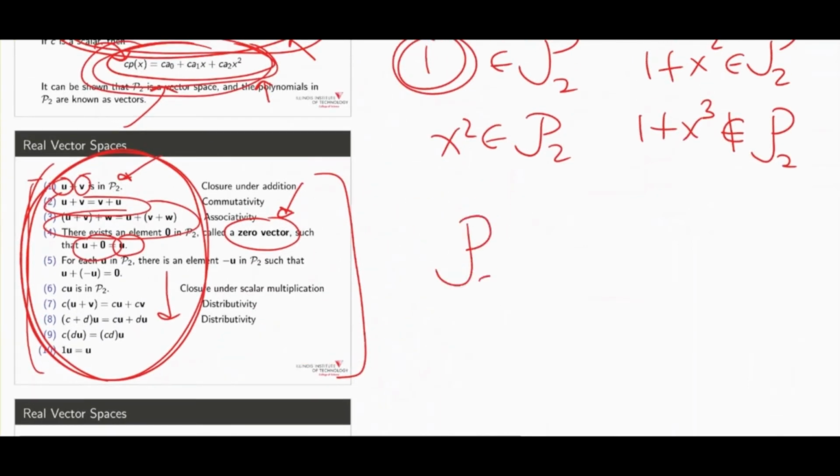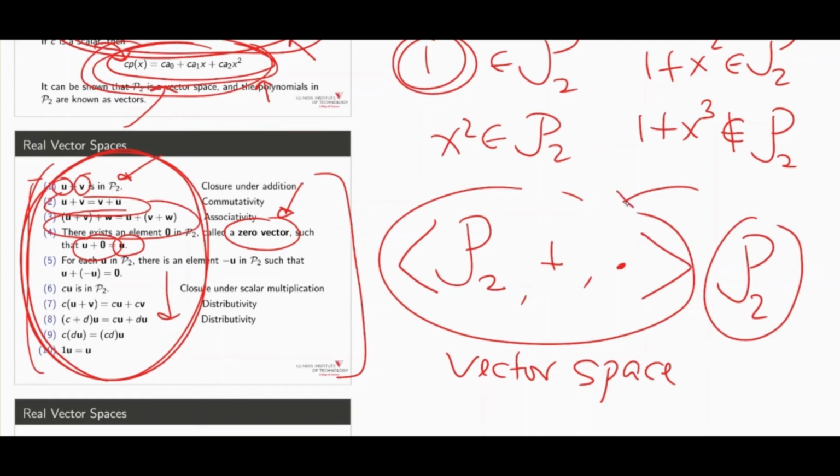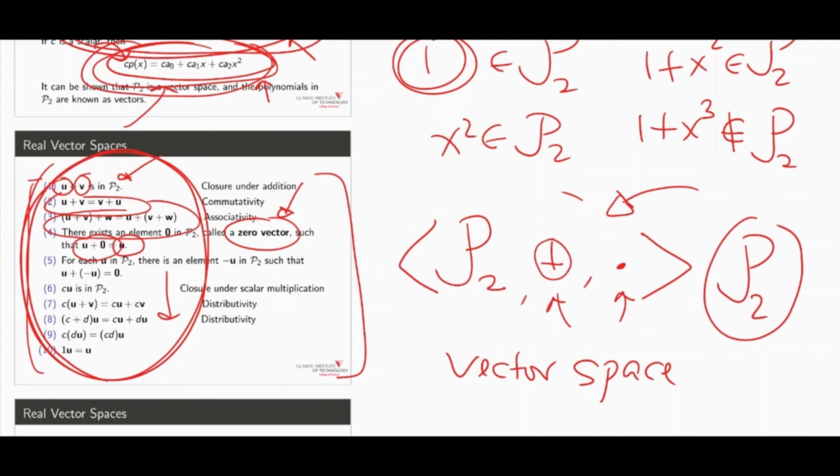P2. And then we want to indicate that we talk not just about the set, but also about the addition and scalar multiplication. So this right here is actually a vector space. For simplicity, most of the time people just drop the addition and scalar multiplication and just write P2. But you can also see books that indicate the vector space like that, to display prominently that we talk not only about the set, but also about the operations. So this is a vector space.